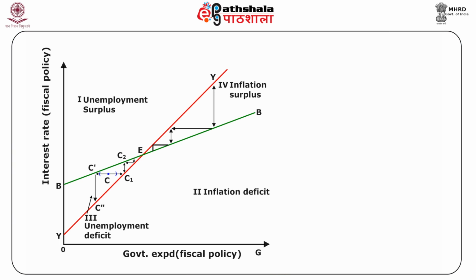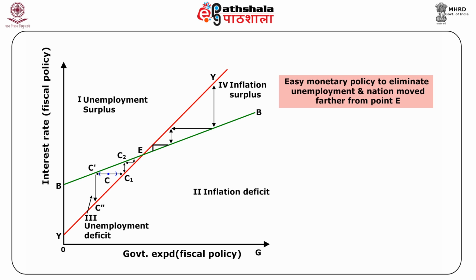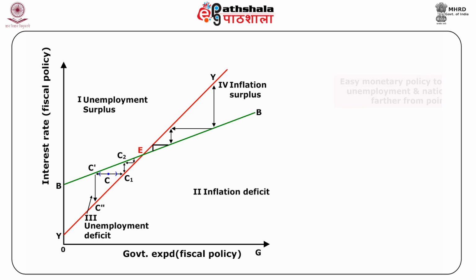As shown in the figure at point C, indicating unemployment and a deficit represented by Zone 3, the nation used a contractionary fiscal policy to eliminate the external deficit and move to point C dash on BB line. If it used an easy monetary policy to eliminate unemployment, it could have moved to point C double dash on the YY line, and so the nation moved farther and farther away from point E.